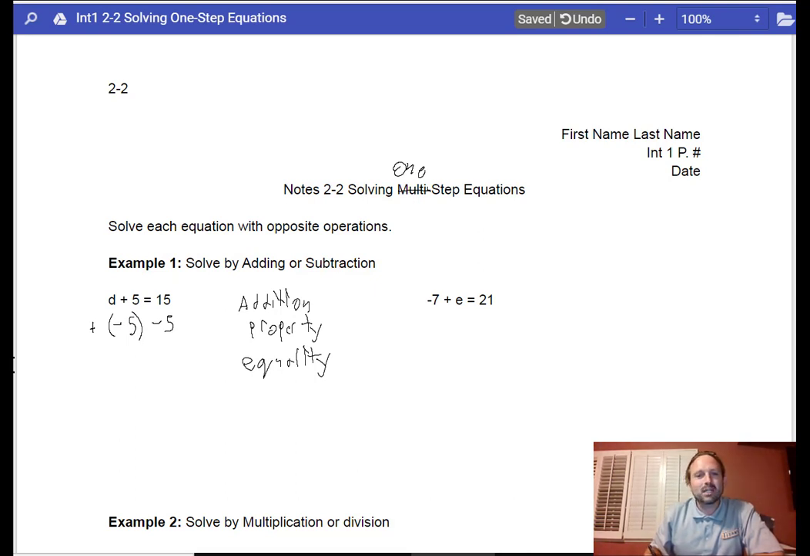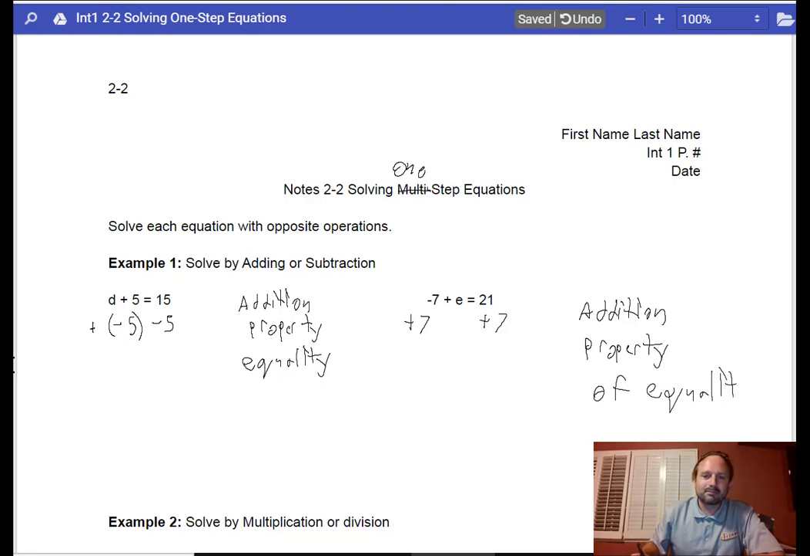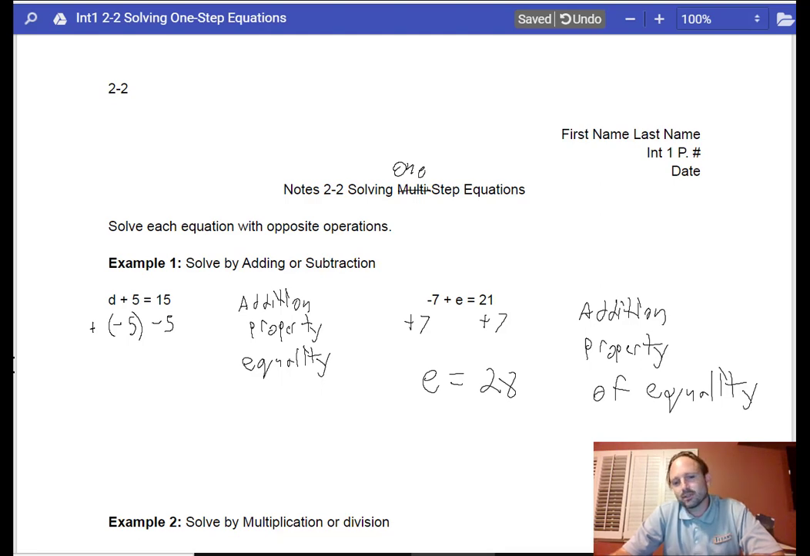We see negative 7 plus e is equal to 21. Once again, I'm going to do the addition property of equality. And so that states if I do it on one side, I have to do it on the other side. So once again, my justification is I'm using the addition property of equality. So negative 7 plus 7 is 0, and 21 plus 7 is going to be 28. So I'm going to rewrite that as e is equal to 28. Now this is just one step, and we can do all this work with just one step. So let's continue.